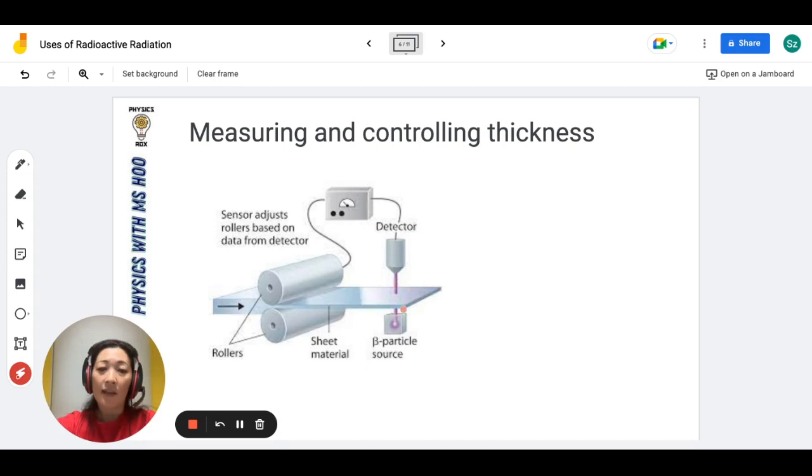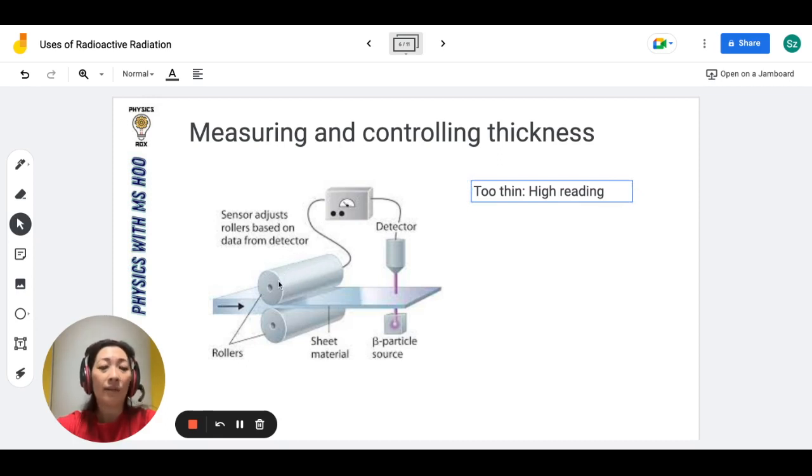How that works is we have a radioactive source on one side, and the source will shoot radiation through the material, which is detected by a detector on the other side, connected to a sensor which can then change the pressure when needed. So now think, if this is too thin, will there be more or less radiation that can pass through? More, right? So when it's too thin, you get a high reading. When the reading is too high, it will send a message to the rollers to decrease the pressure so it'll become thicker.